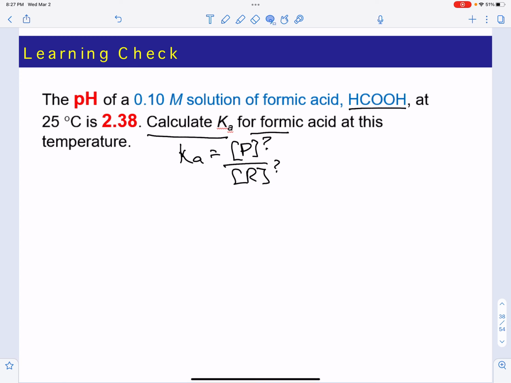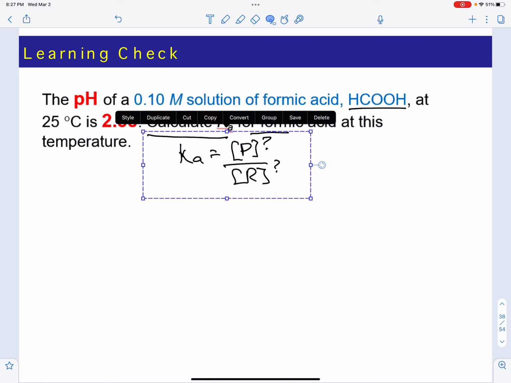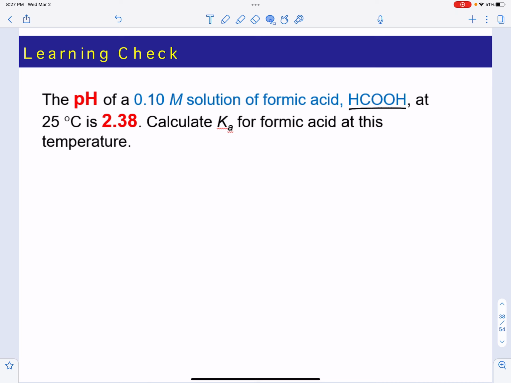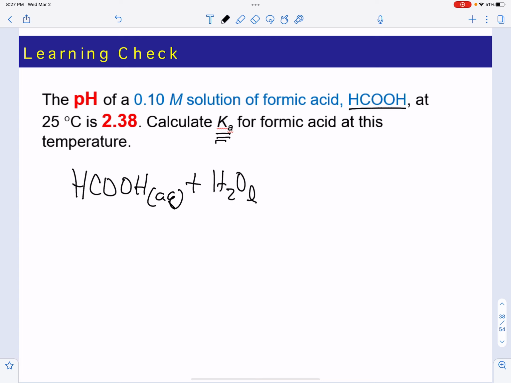So let's begin with that. We cannot do any of this unless we have a balanced equation first, and we're looking for the constant for the acid. That basically means the formic acid is going to be behaving like an acid when you put it in water. It's a weak acid, so it's going to be an equilibrium. It's going to donate a proton. It's neutral, so it loses a proton and becomes negative. And the water accepted the proton, so the water is behaving like a base to give us the hydronium.